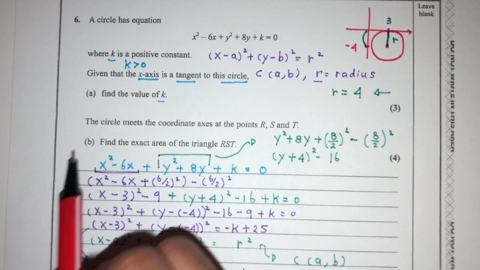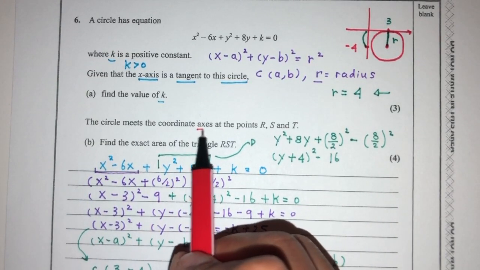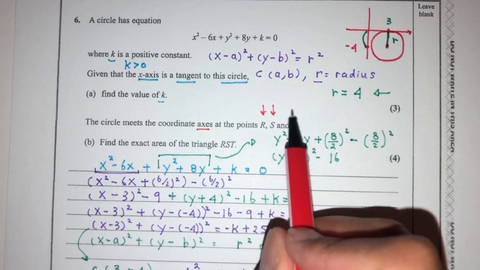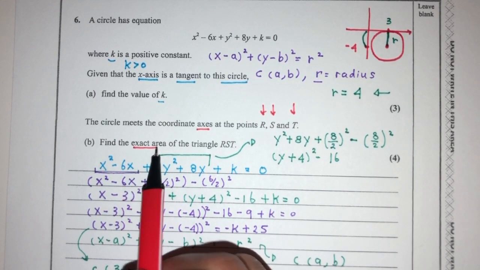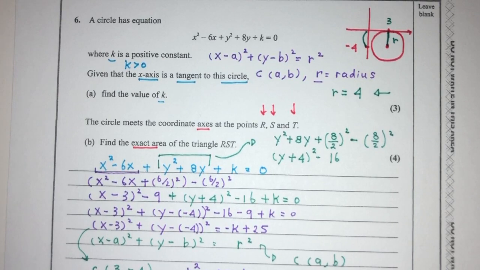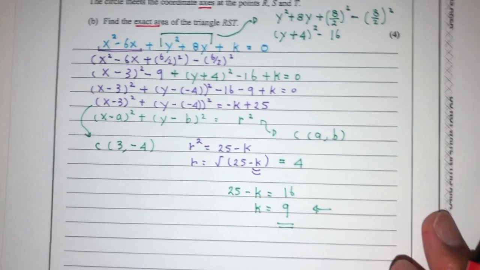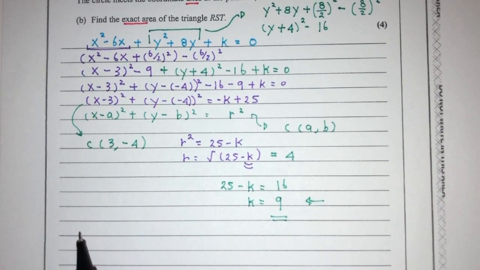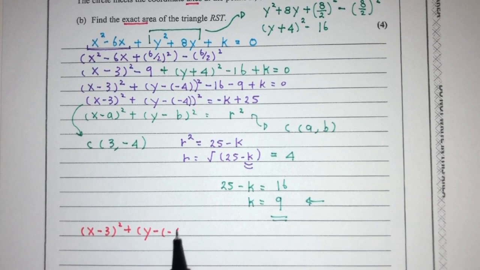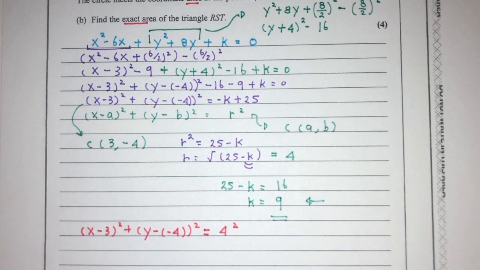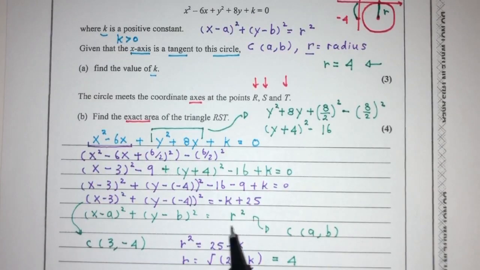Then let's move on to part B. The circle meets the axes at these points, R, S, and T. Find the exact area of the triangle RST. I would say the first thing we need is to find the points. So let's do that. As we can see, the equation of the circle is (x minus 3) squared plus (y minus 4) squared equal to the radius squared, which is 4 squared.